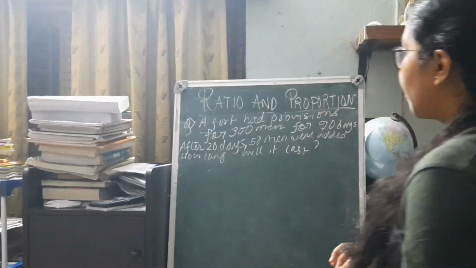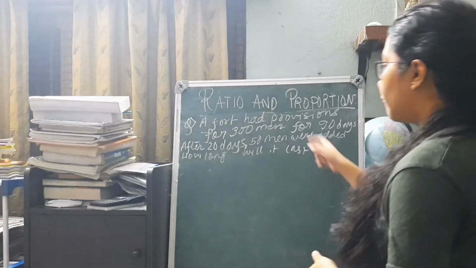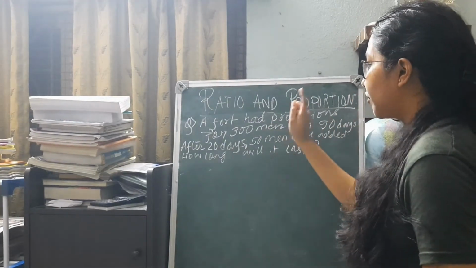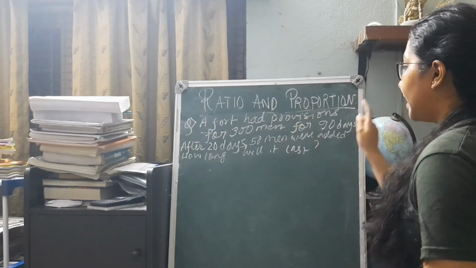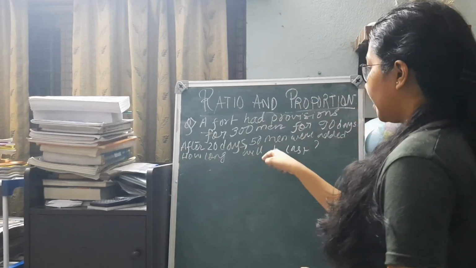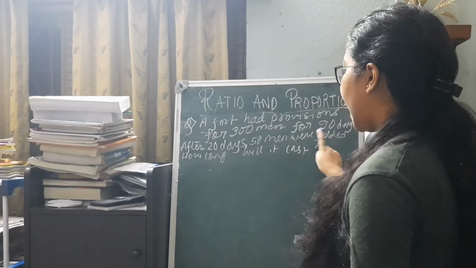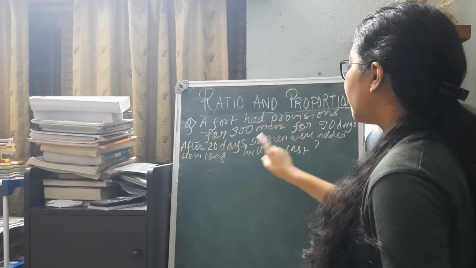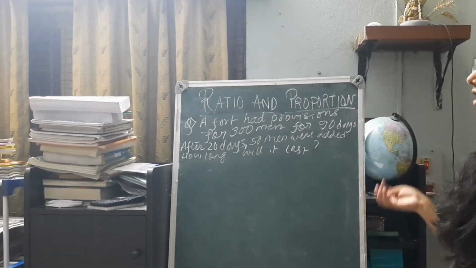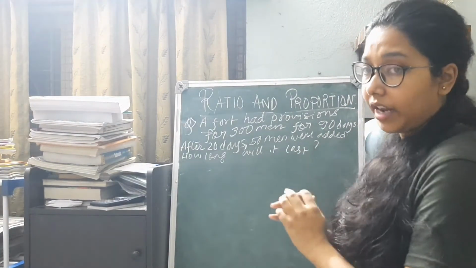Now here a question has been given that a fort had provisions for 300 men for 90 days, and after 20 days 50 men were added. So how long will the food last if the consumption is done at the same rate?